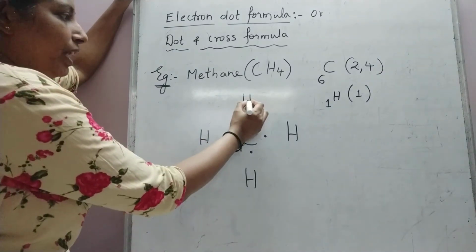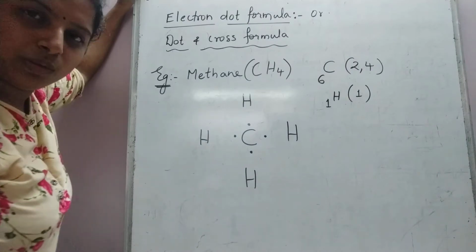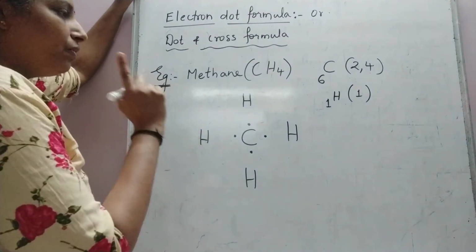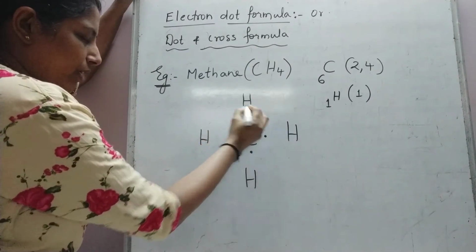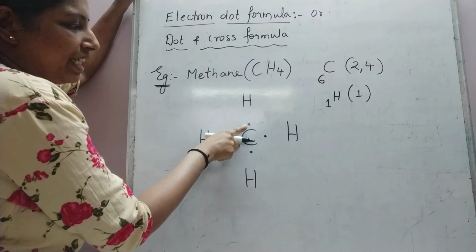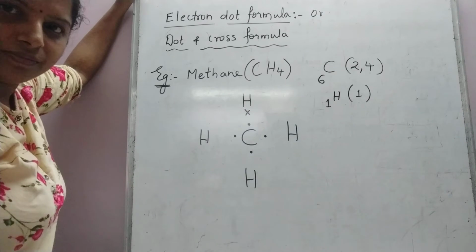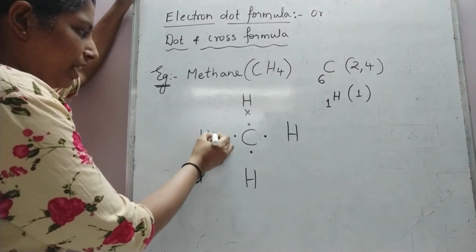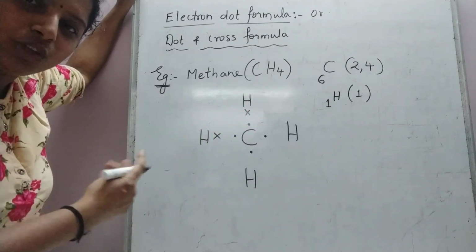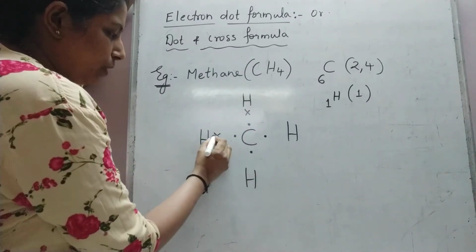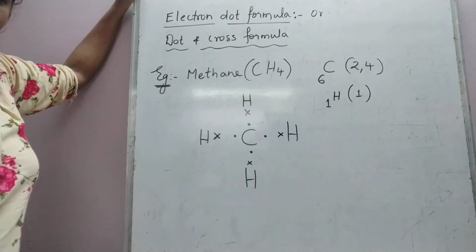Now every hydrogen atom which has only 1 electron in its one shell will share its 1 electron with the carbon atom. So this hydrogen shares 1 electron. Now since we have represented electrons of carbon with dot, I will represent electron of hydrogen with cross. I hope you are understanding why it is called dot and cross formula. Here we can represent electrons by using dot and cross. So each hydrogen contributes 1 electron.